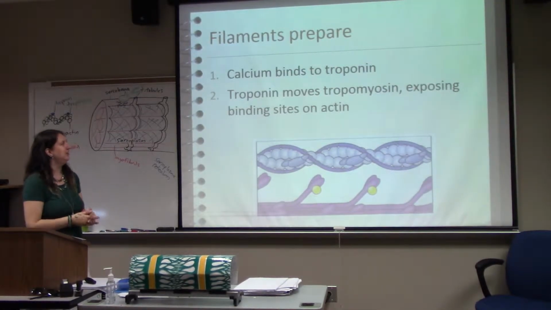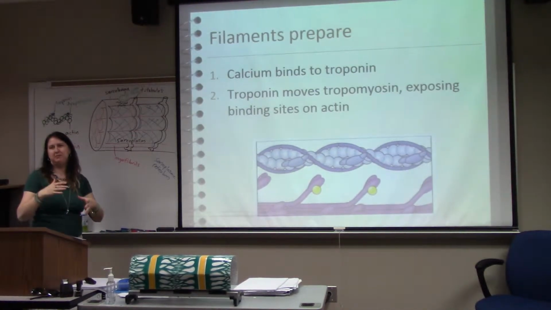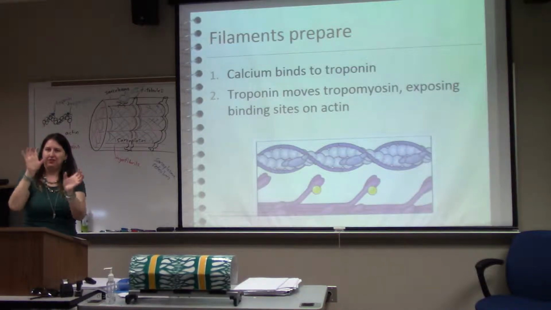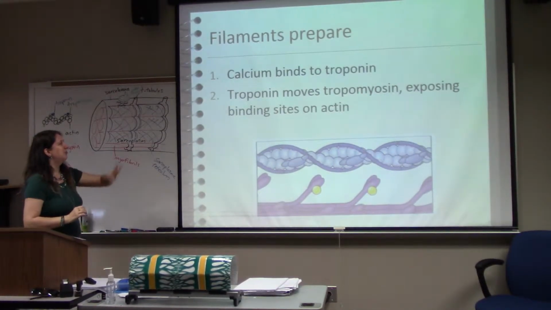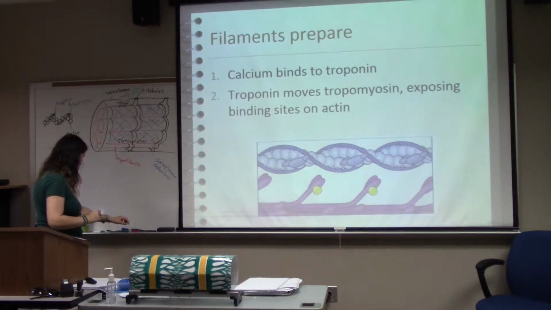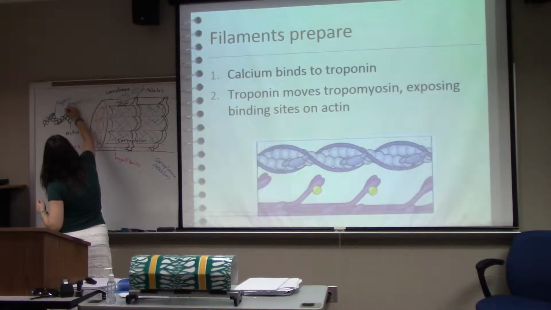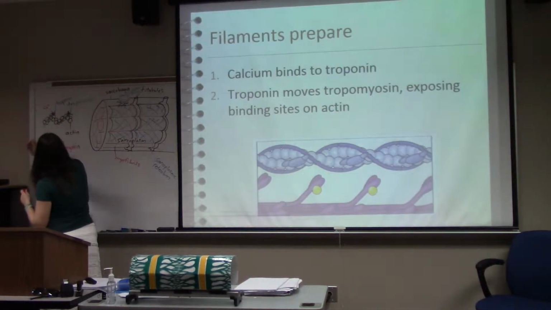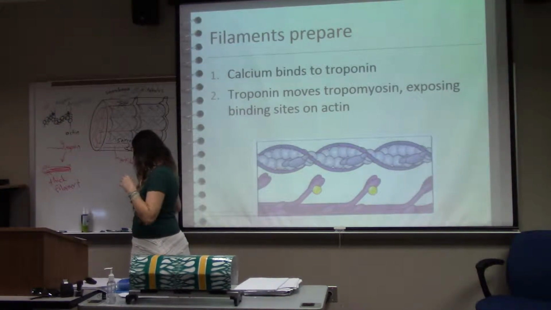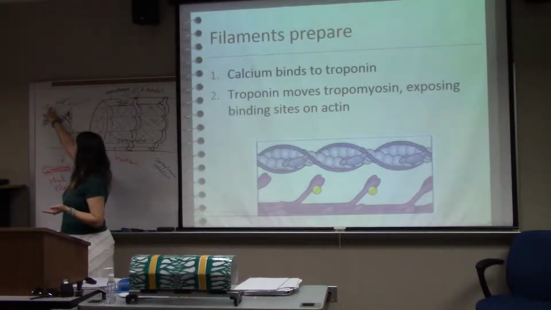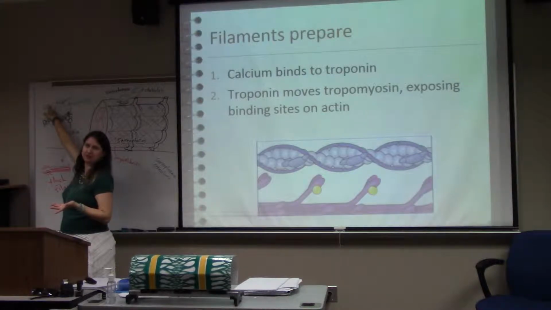Filament preparation. This is sometimes lumped in with excitation-contraction coupling, but I find it easier to split it out. So once that calcium is released into the sarcoplasm, it's going to bind to troponin. Calcium ions are cations that have given up 2 electrons, so that makes them double positive. So you'll often see it abbreviated as Ca, either ++ or 2+.